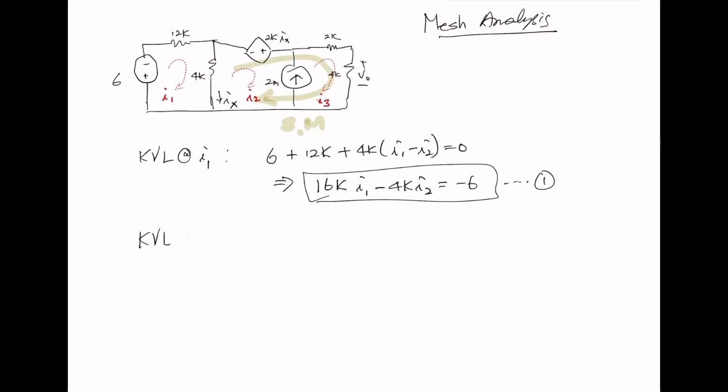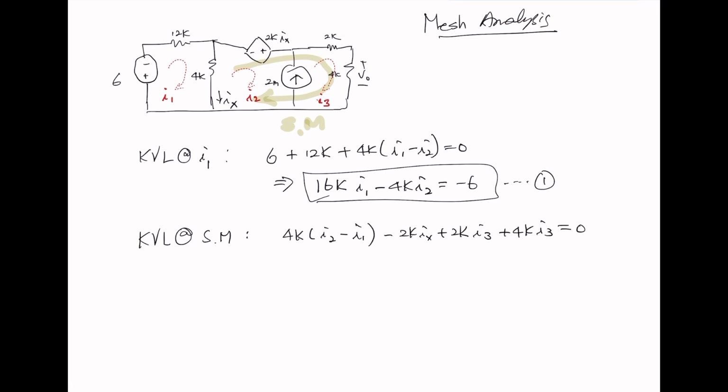So KVL at the supermesh, we have 4K times (I sub 2 minus I sub 1). Why I sub 2 minus I1? Because I sub 2 is the same direction as the supermesh. So in the 4K, we have I sub 2 going from bottom up, but I sub 1 is top to bottom. So we have to say 4K times (I2 minus I1). Next, minus 2K I sub x plus 2K I sub 3 plus 4K I sub 3 equals 0.